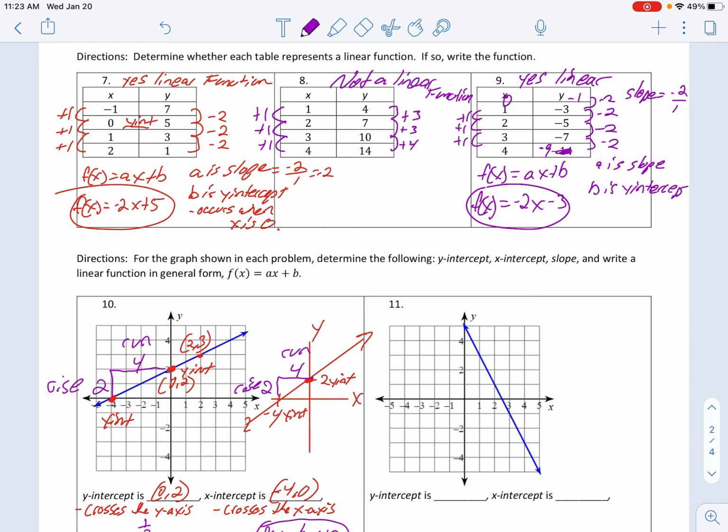One more time, the y-intercept occurs when x is 0, and that's what I'm looking for. If I see 0 for x in my table, that's my y-intercept. I had that on number 7 right here. That's where I could just say, oh, 5 is my y-intercept, we're good to go. Because I didn't have it here, I had to play that kind of game of going backwards to find it.